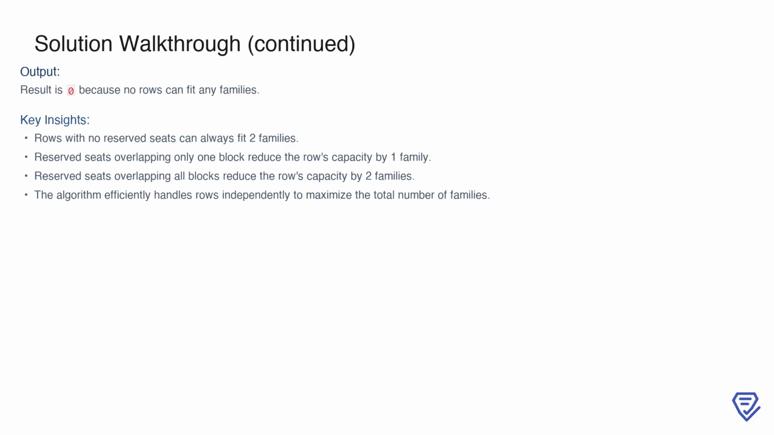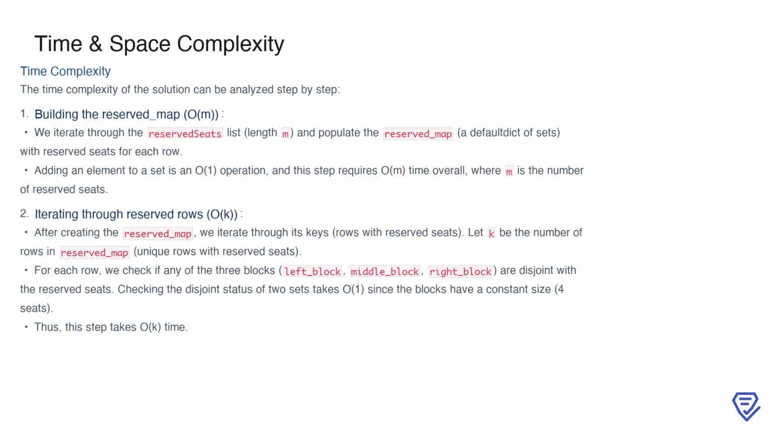by reserved seats. To analyze the time complexity of the solution, we can break it down into a series of steps. First, we build the reserved_map, which maps each row with reserved seats. This involves iterating through the reserved seats list, which has a length of m. For each reserved seat, we add it to the appropriate set in the map. Since adding to a set is an O(1) operation, the total time for this step is O(m).